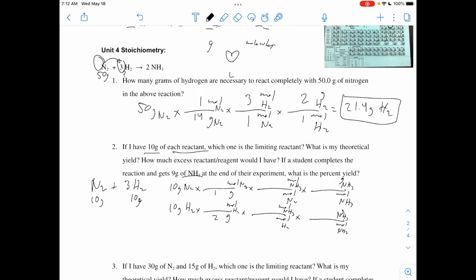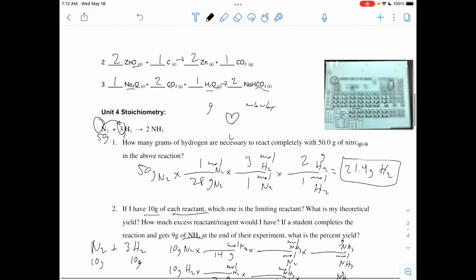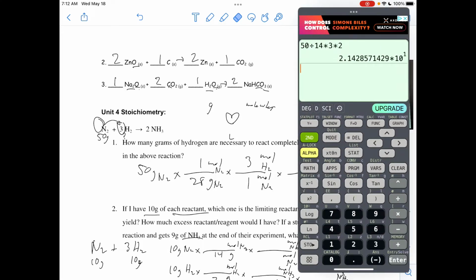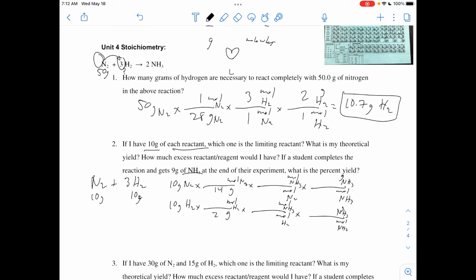Okay, from the last problem, molar masses, whoops, I might have messed up on the last problem, because the molar mass is not 14, it's 28, because nitrogen is 14 but there's 2 of them. Whoops. Let me recalculate that real quick. 50 divided by 28 times 3 times 2. That would give me 10.7. Yeah, that sounds a little bit better. 10.7 grams of H2. So this guy should be 28.